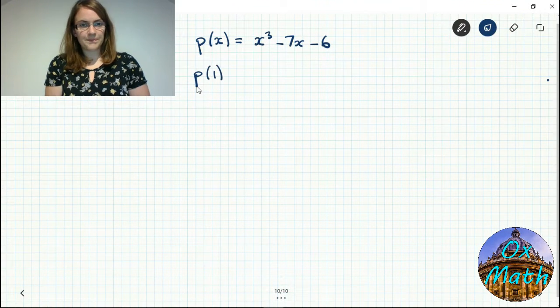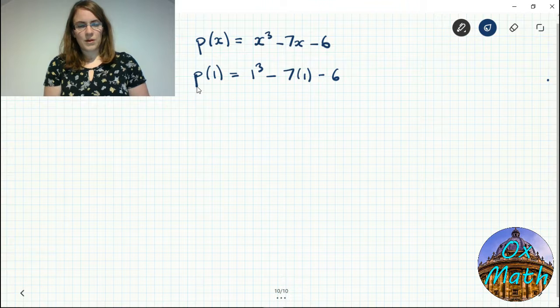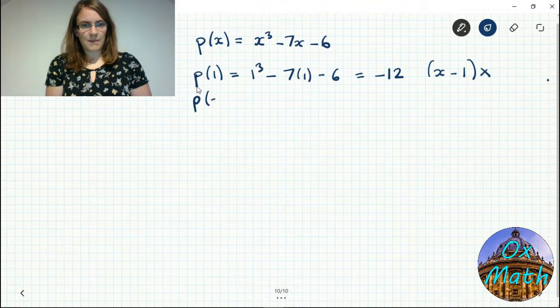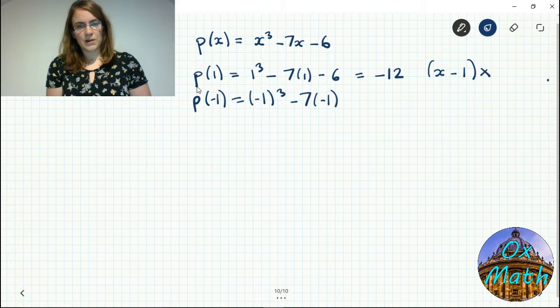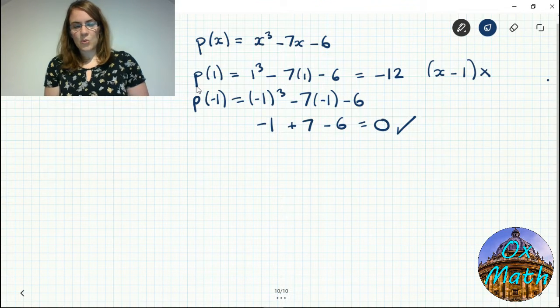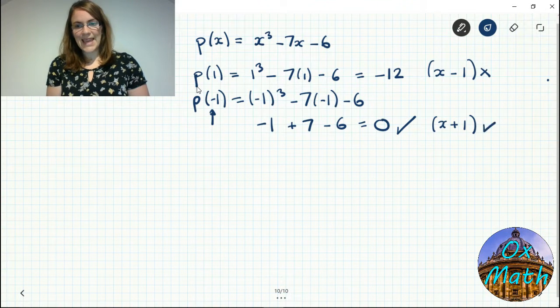So if I try 1, I get 1 cubed minus 7 lots of 1 minus 6. 1 minus 7, that's going to be minus 12 in total. So clearly x minus 1 is not a factor. So let's try plugging in minus 1. So minus 1 cubed minus 7 lots of minus 1 minus 6. Minus 1 cubed is minus 1. Minus 7 times minus 1 is plus 7. Minus 6 equals 0. So here I have 0 remainder, which means that x plus 1, because I plugged in minus 1, is a factor.